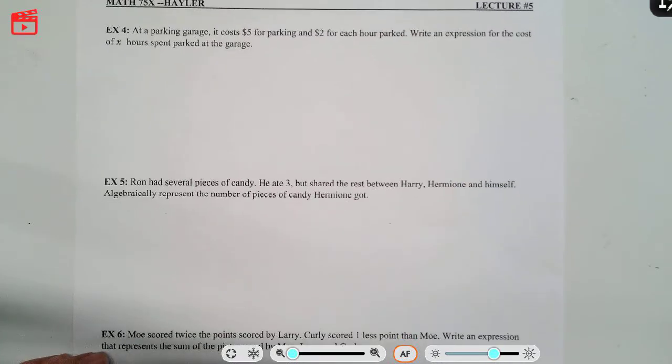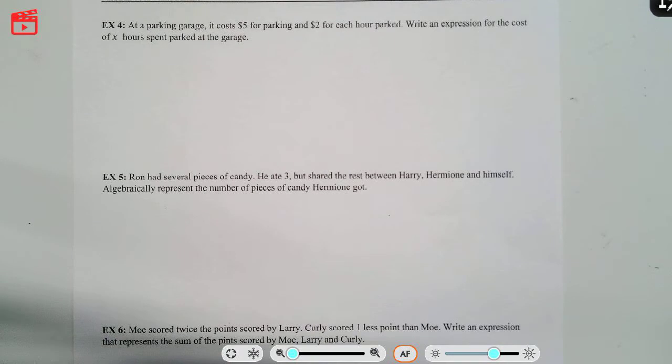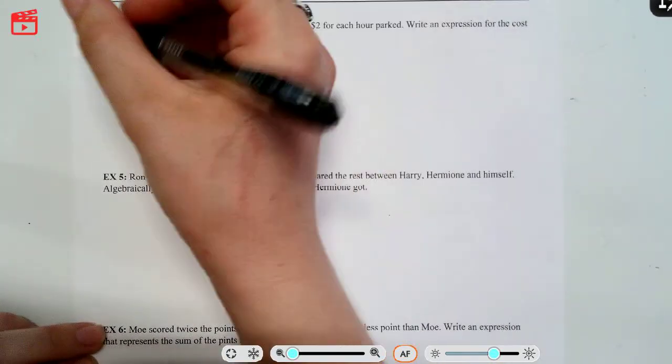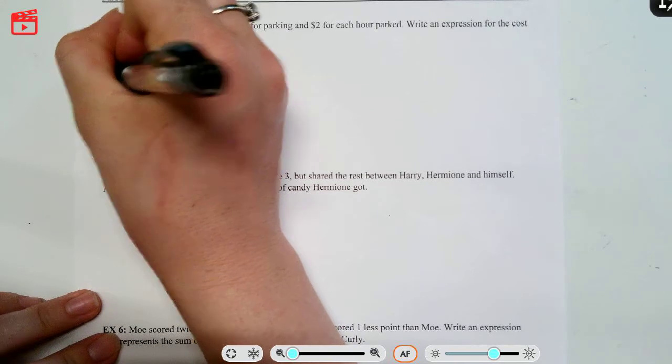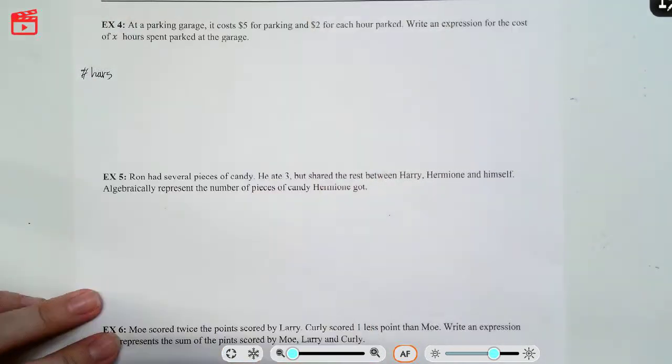Last page. So at a parking garage, it costs $5 for parking and $2 for each hour parked. Write an expression for the cost of x hours parked at the garage. So first, let's get an idea of what's happening here. Let's just go ahead and do the number of hours and the cost.